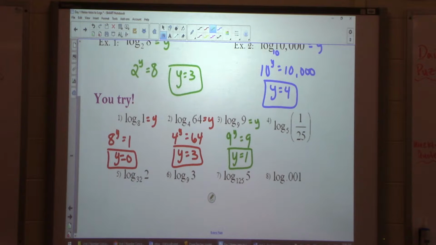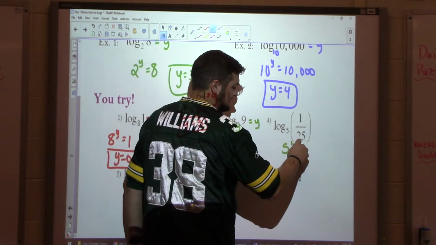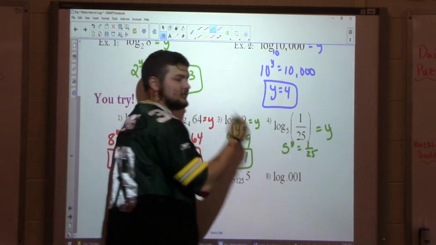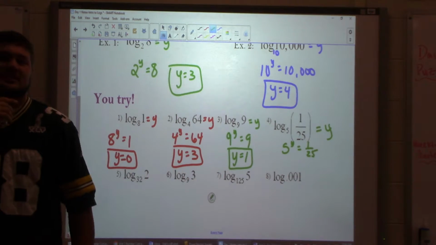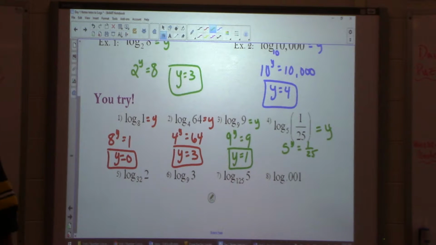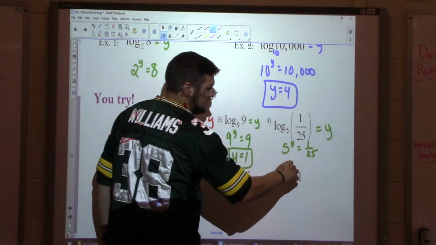Awesome. Did anyone try the fourth one and figure it out? Jay, what'd you do? 5 to the y equals 1/25. Y equals -2. Perfect. How'd you get -2? Did you just guess and check or did you think about it? Guess and check. That's perfectly great. That's fine, right? Now, if we think about it, he's right. Y has to equal -2.